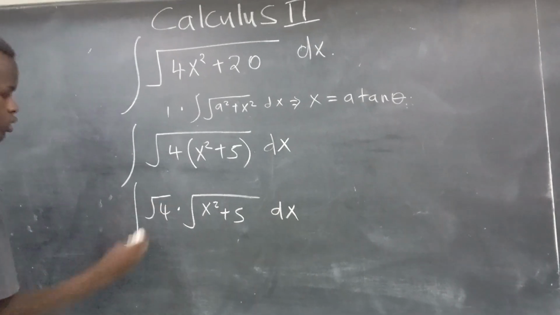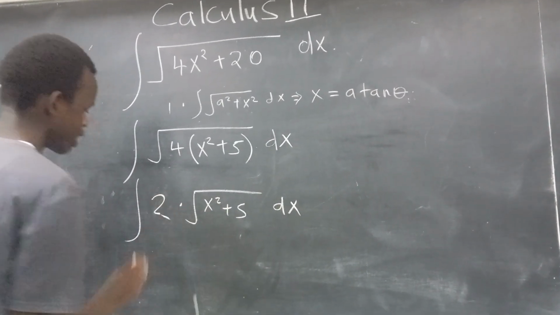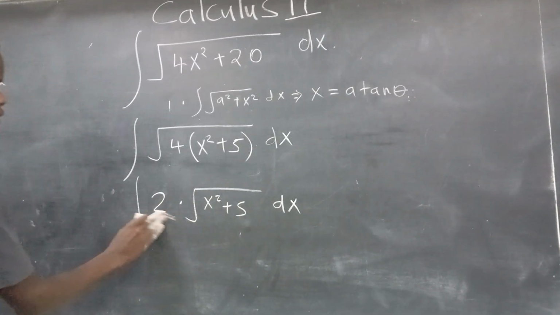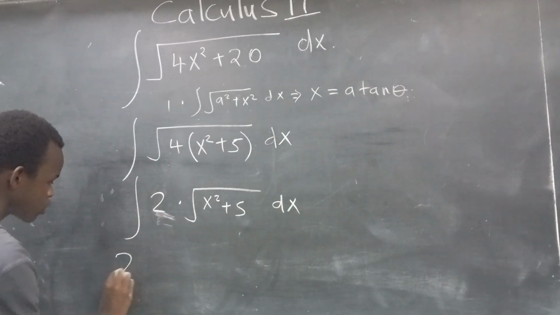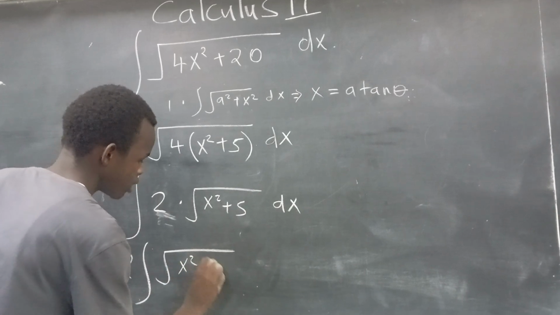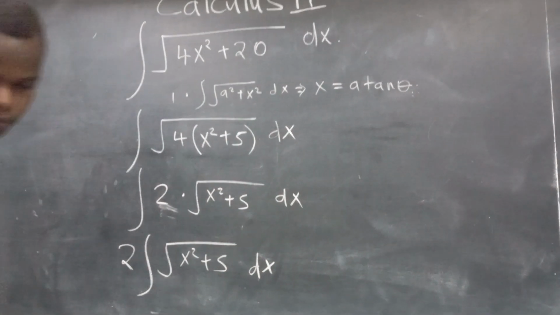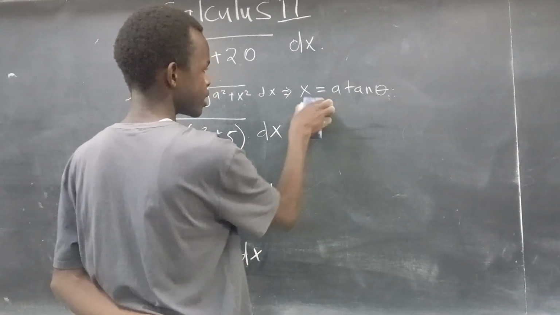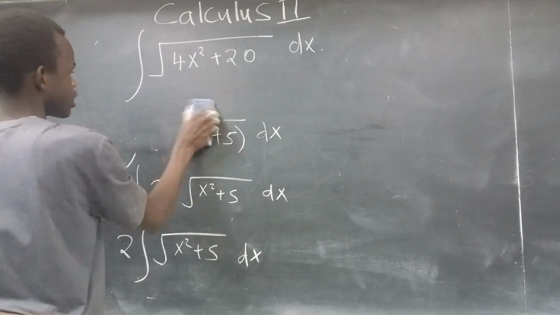What's the square root of 4? It's 2. So I'll write my 2 there. From our knowledge, any constant term inside the integral, you take it outside, so it will be 2 times the integral of the square root of x squared plus 5, dx. As we said, we'll replace our x to be a tan of theta. Keep that in mind.